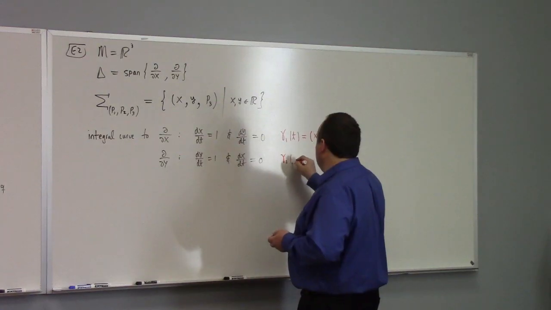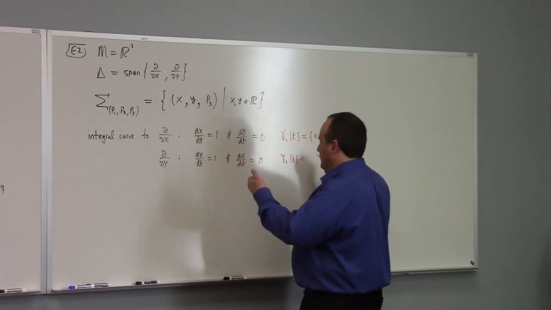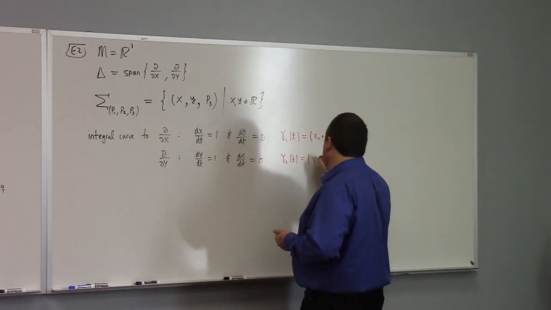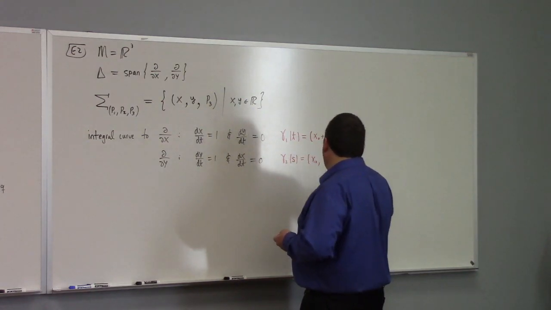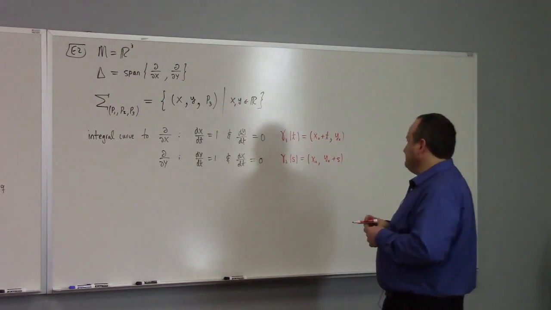Gamma 2, my integral curve to partial y, is going to be x naught, and I think y naught plus t will do it. And instead of using a t, let me use an s for a change of pace, right?